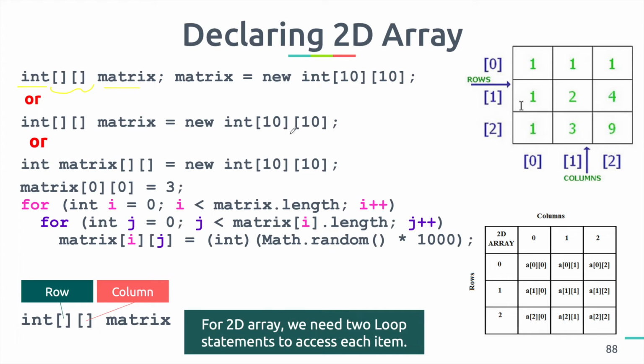Or we can write them all in one statement. We can write it as int, the 2 square brackets, the name of the matrix is equal to new int 10 by 10, or we can write the square brackets after the name of the matrix. All of these three are equivalent. We can write it in 2 statements, we can write it in a single statement, and we can either precede it with the square brackets, or we can start with the name of the matrix.